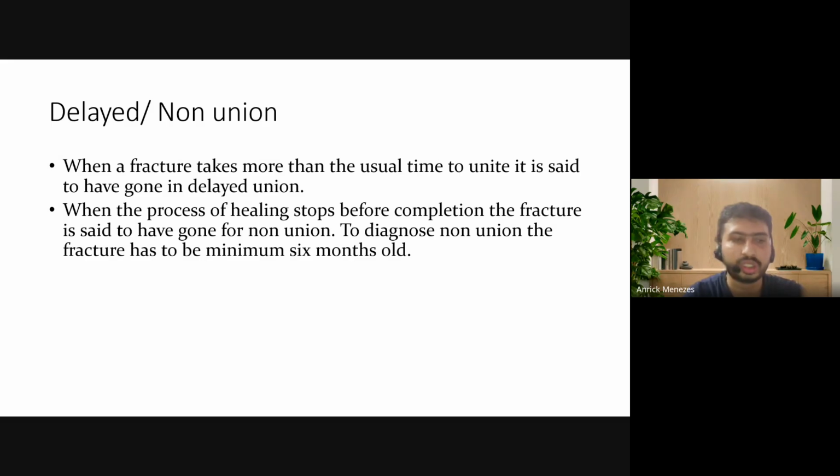That's how we differentiate. If it is atrophic, we consider it a biological failure. If it is hypertrophic, that is a mechanical failure. In cases where hypertrophy is seen, we need stability. In cases of atrophy, bone grafting.